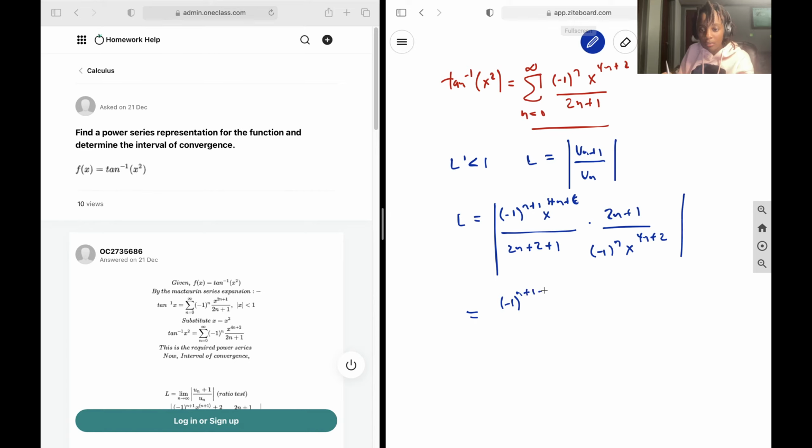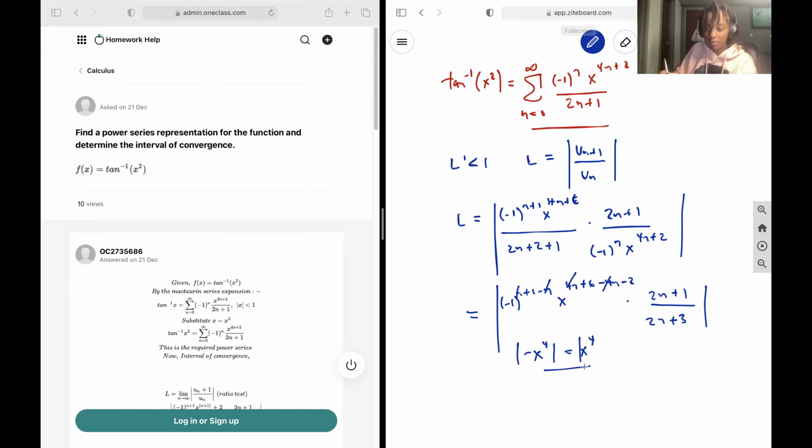So (n+1) minus n, x^(4n+6-4n-2), all multiplied by (2n+1) over (2n+3). This just becomes -1, and this becomes 6 minus 2, so x to the power of 4, and the magnitude of -x to the power of 4 is just x to the power of 4. So, sorry, magnitude of x to the power of 4. So, sorry, L is equal to the limit as n approaches infinity of this.